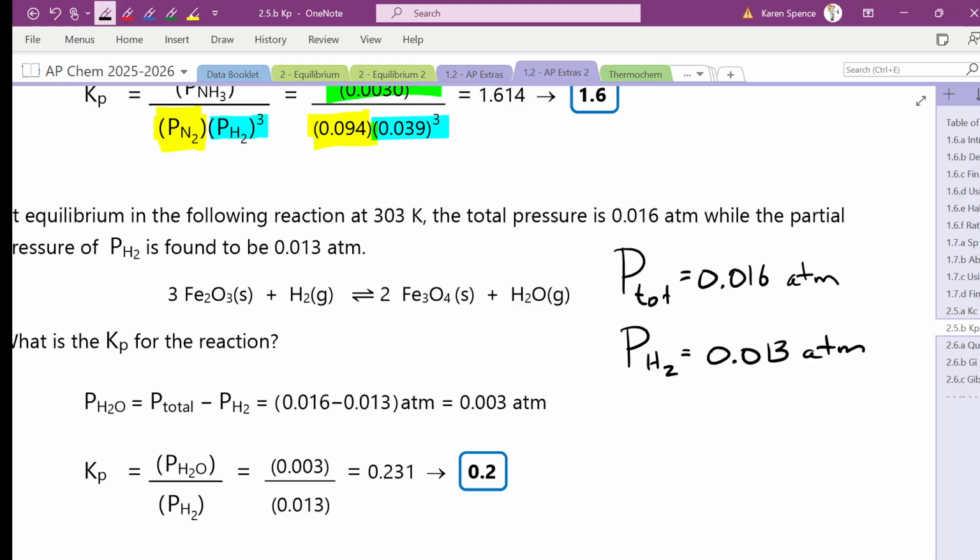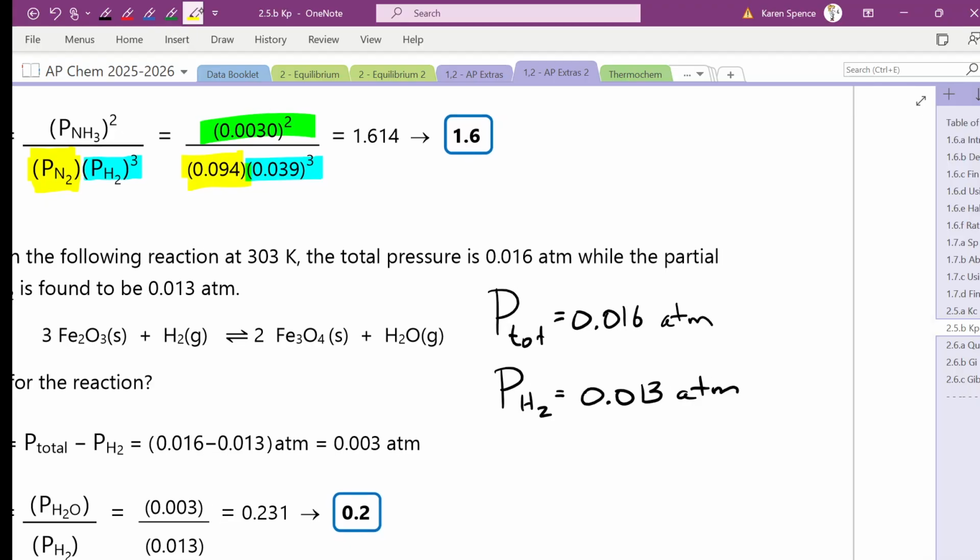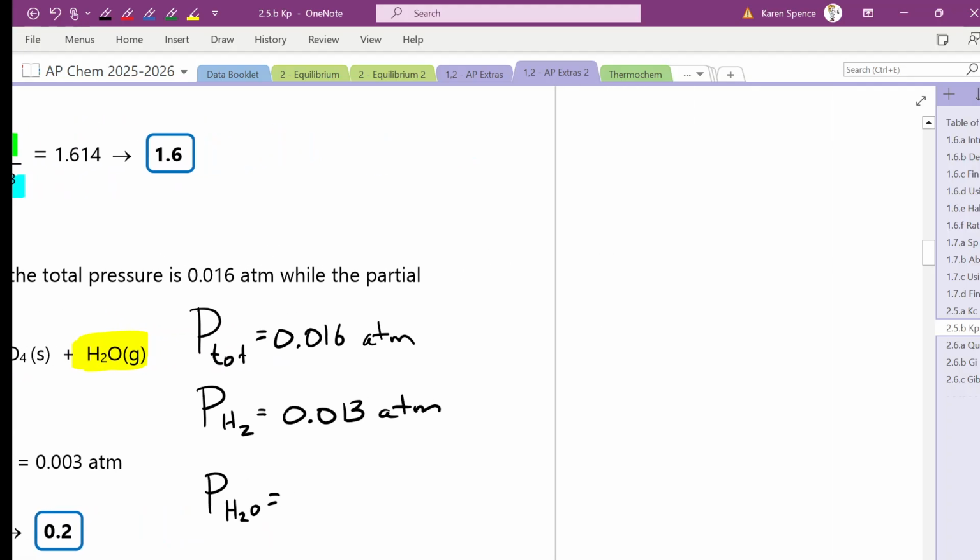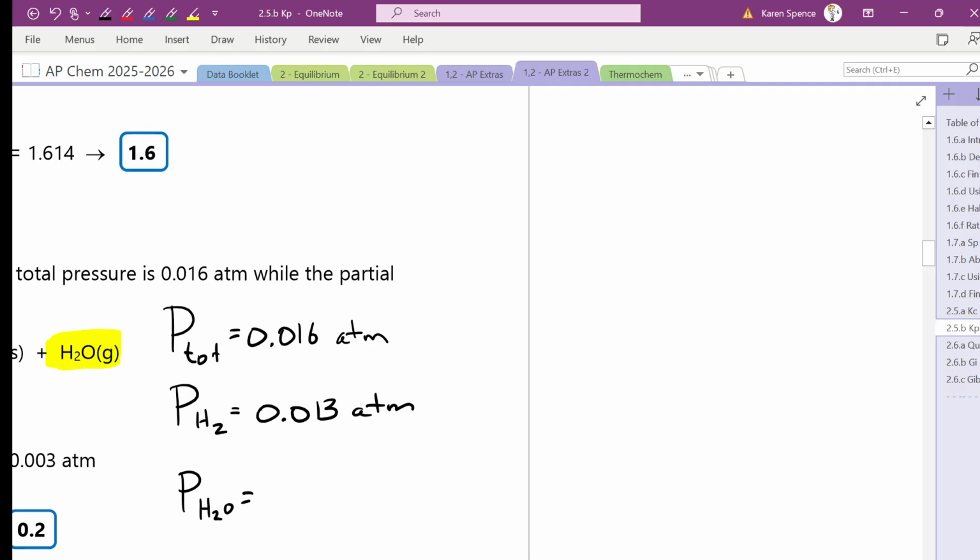So we have two gases here. We've got H2 and we have H2O. Those are the only two gases. In order to do Kp, we would need the pressure of water. How would we do that? Yeah, P total minus pH2 is equal to the pressure of water. So that would be 0.003 atmospheres.